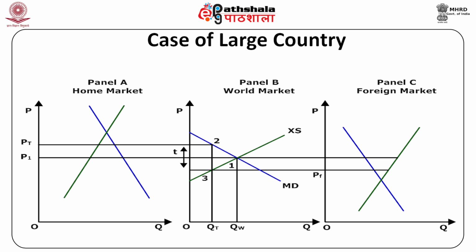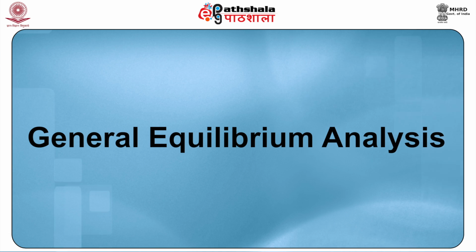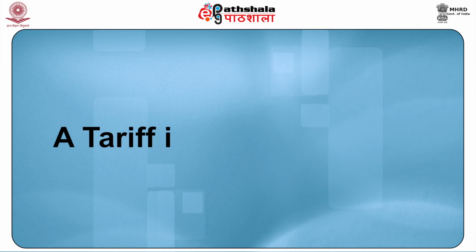The increase in the price at home from P1 to PT is less than the amount of the tariff, because part of the tariff is reflected in a decline in the foreign export price and is not passed fully to the home consumers. We shall now understand the effect of a tariff through a general equilibrium analysis. We will analyze the general equilibrium in two cases. First, we will discuss the case of a small country which cannot affect its terms of trade. Then we will take the example of a large country.